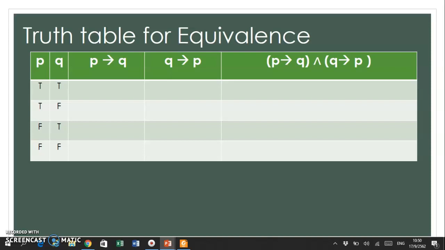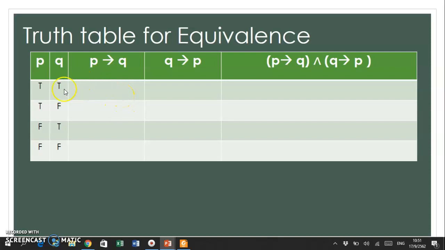Okay, let's write a truth table for our equivalence. Okay, now again, traditionally, true, true, true, false, false, true, and then false, false. Okay, I have if P, then Q. I have if Q, then P. The conjunction of those two things represents an equivalent statement. Okay? So let's break this down one piece after the other.